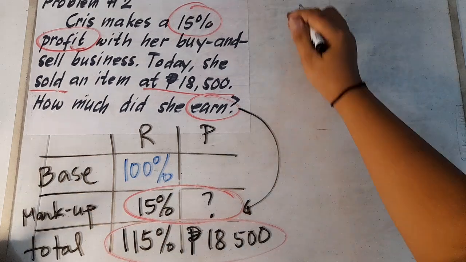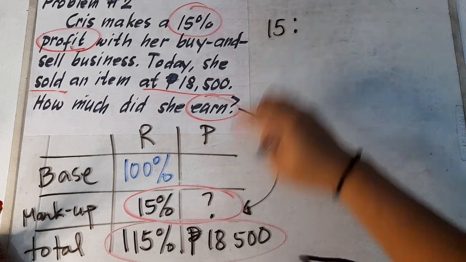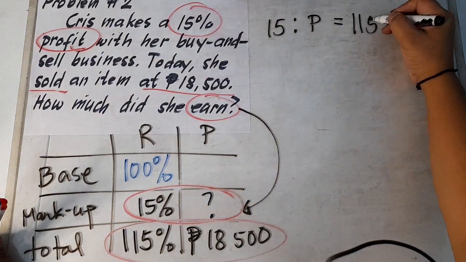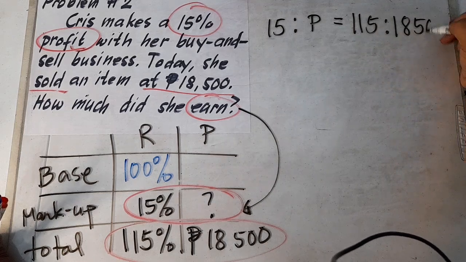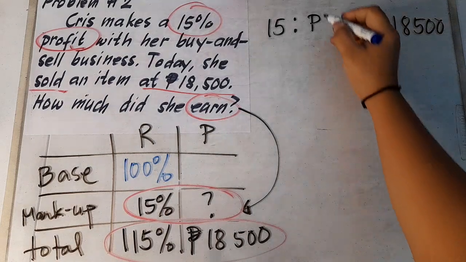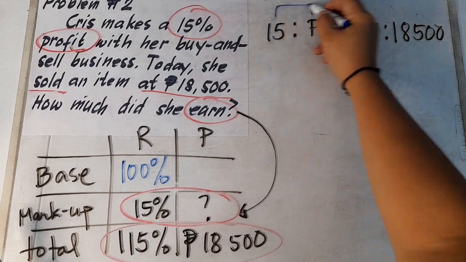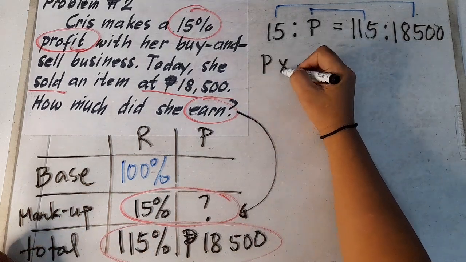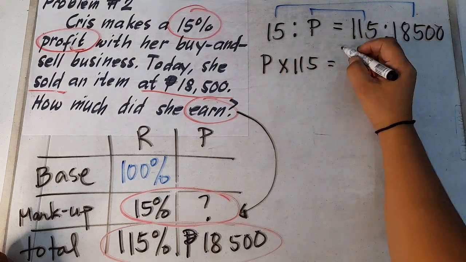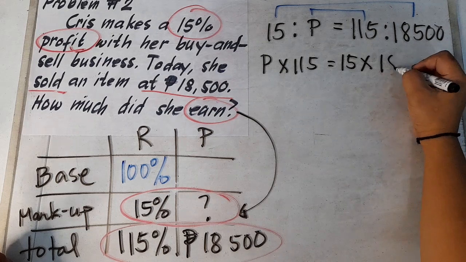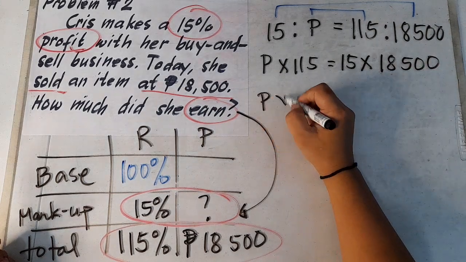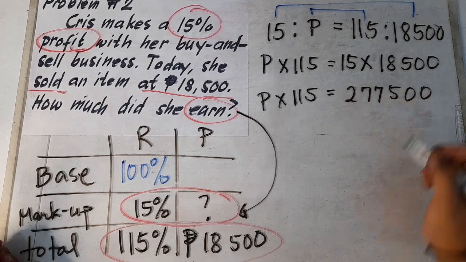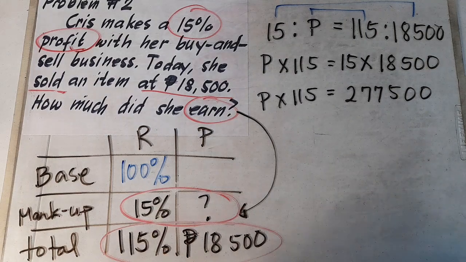Okay? Let's have our working equation. 15 is to, ano yung question mark? Nasa P. Okay? So, it's P equals 115 is to 18,500. Okay? We multiply the means and the extremes. Unahin natin yung means natin kasi nandun ang unknown. So, we'll have P times 115 is equal to, extremes naman, 15 times 18,500. So, P times 115 is equal to 277,500.